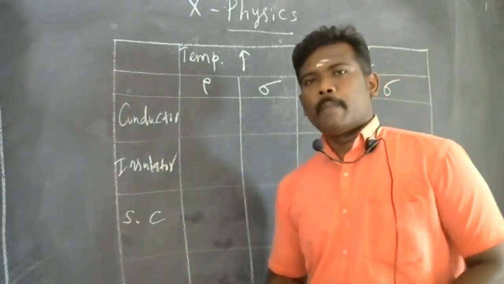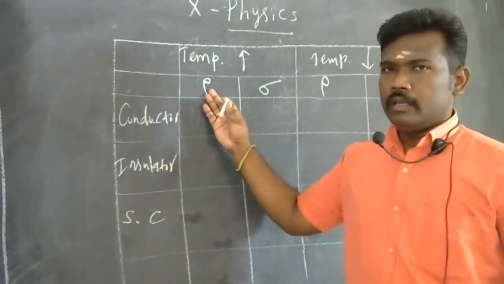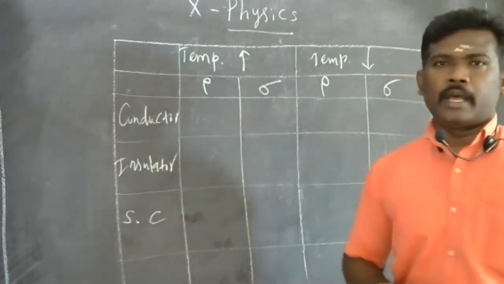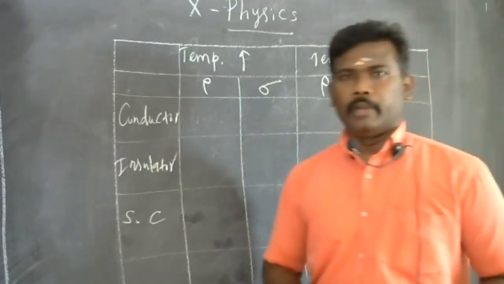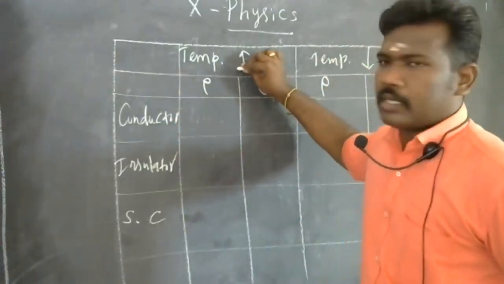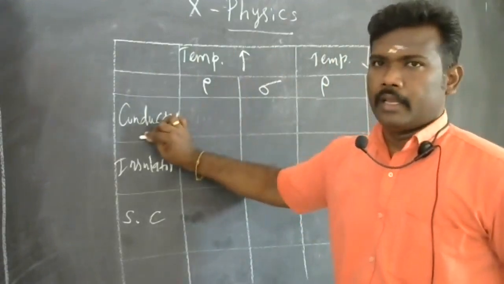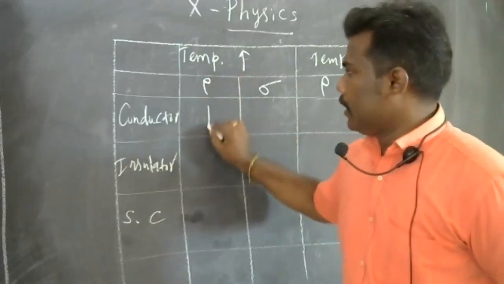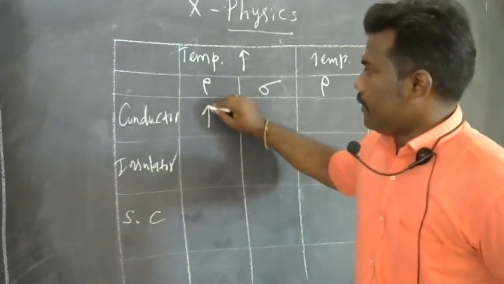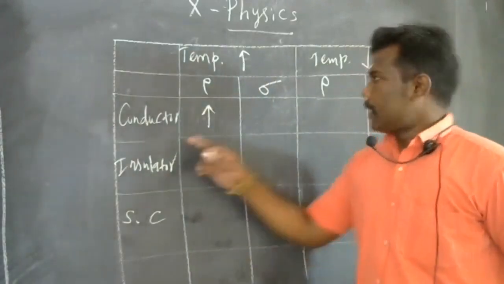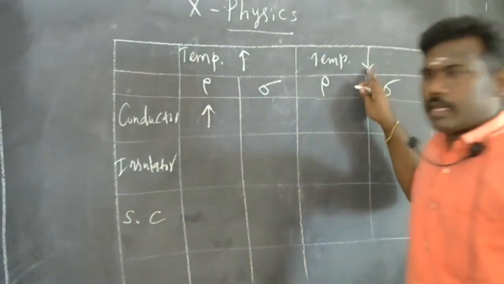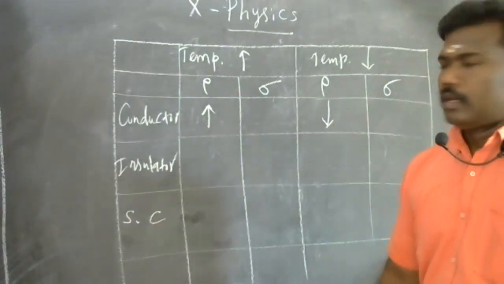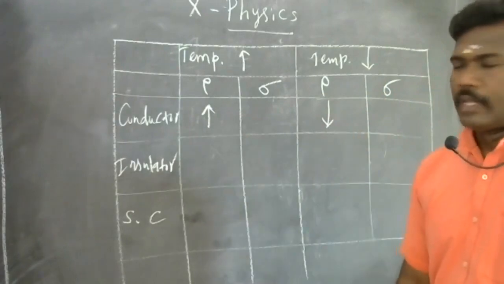First, we are going to compare how the resistivity of the particular material changes with raising the temperature. So initially you raise the temperature for the conducting material. If you raise the temperature, definitely the resistivity also increases. Resistivity value increases. For the reverse case, if you decrease the temperature, the resistivity of the conducting material will decrease.